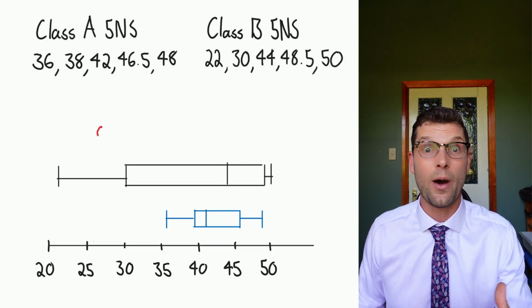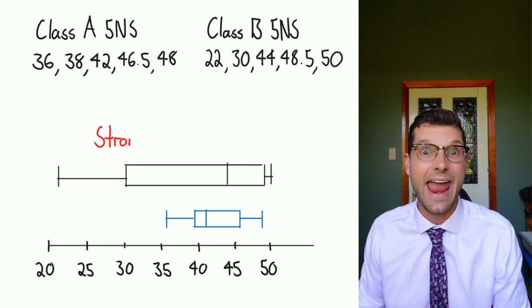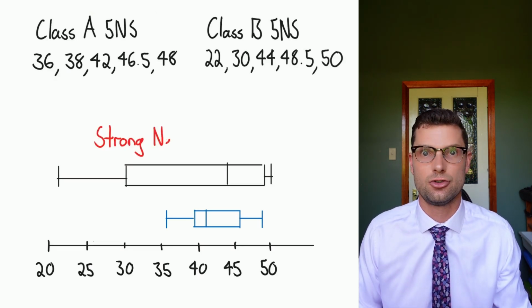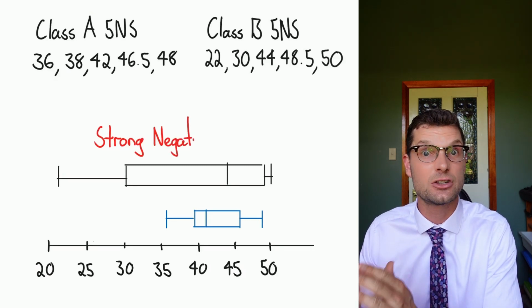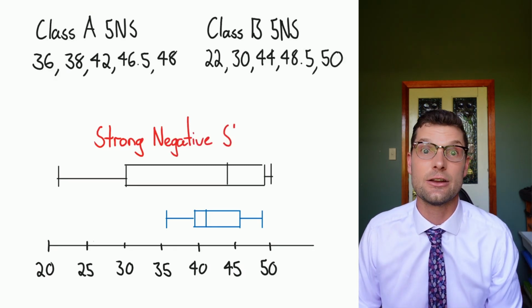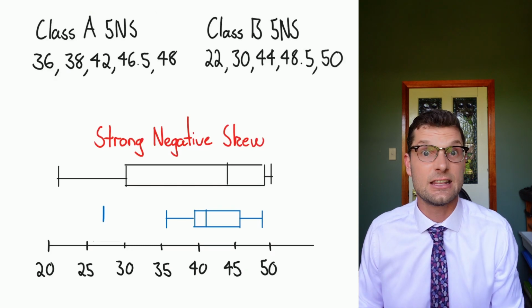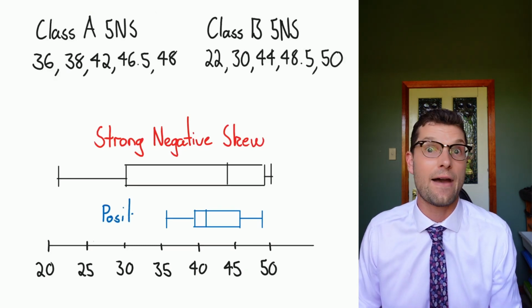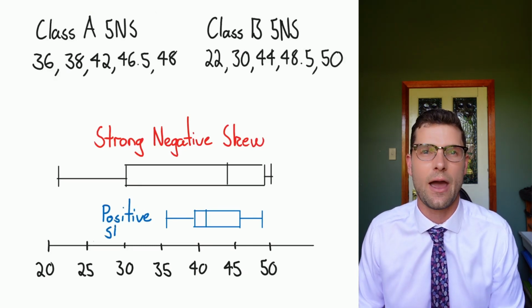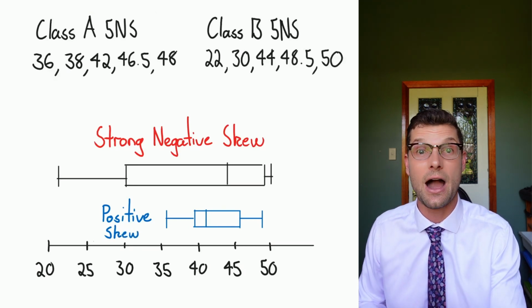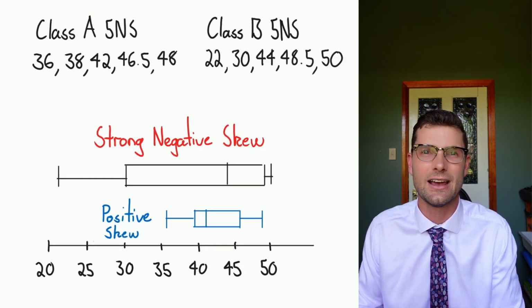For example, in the top one, class B, we could talk about how there is a strong negative distribution. A lot of the marks there are up the top, and then the tail is going down to the negative marks. That's the opposite for class A. We would have a slight positive distribution on that one. So that's something that you could get a mark for if you are asked to compare and contrast these two data sets.